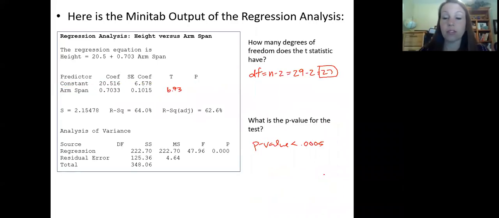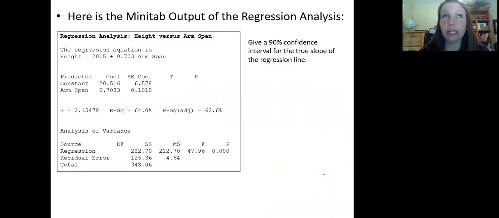Our next question would be, well, what is the slope then? If I want to know the value of a parameter, then I would do a confidence interval. In this case, we're going to do a 90% confidence interval for the slope. The formula for that looks like this: b plus and minus t star times SE of b. B is that Coef value, 0.7033, plus and minus, and I need my t star.